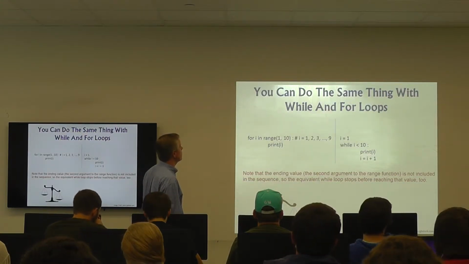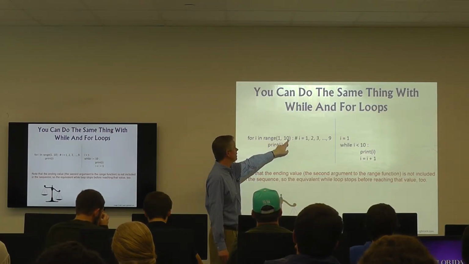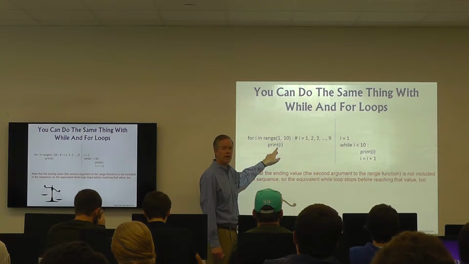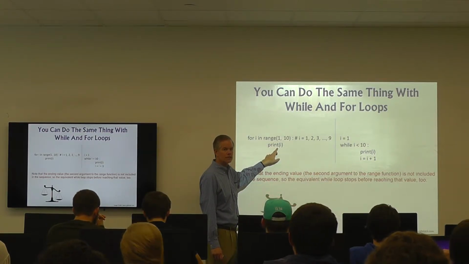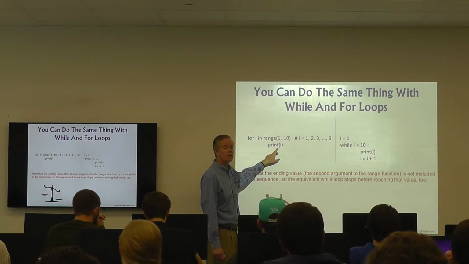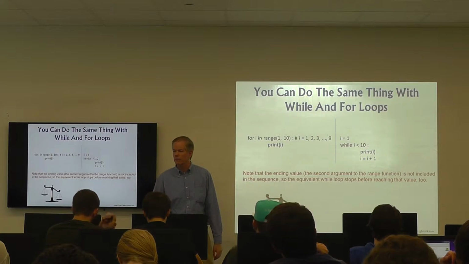You can do the same thing with while and for loops. For i in range 1 through 10, print i. What's that going to print out? 1 through 9 inclusive. That is exactly right. So this will print out the digits 1 through 9. 1, 2, 3, 4, 5, 6, 7, 8, 9.